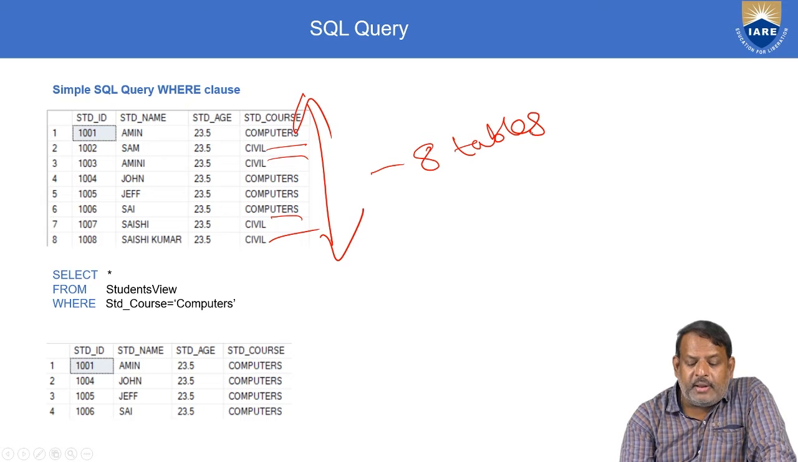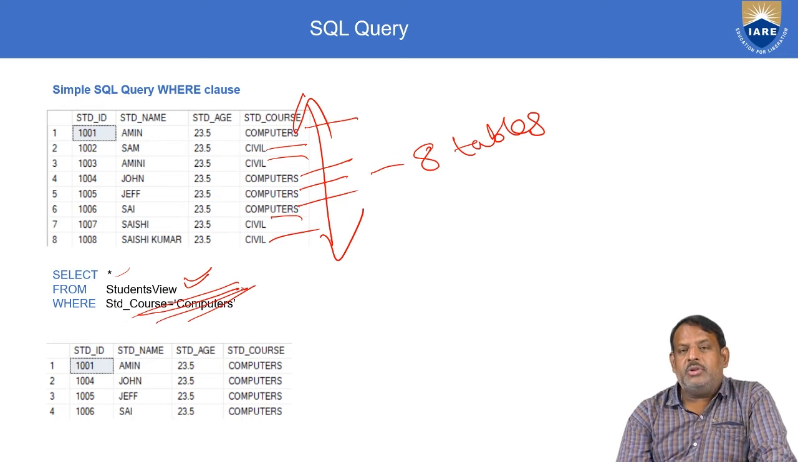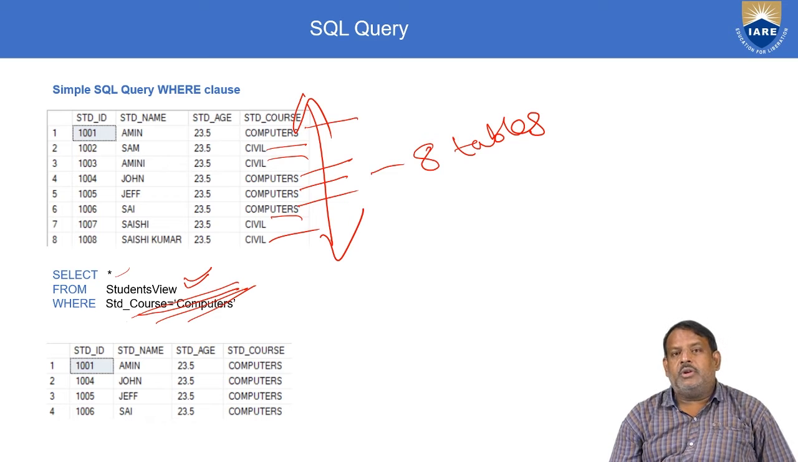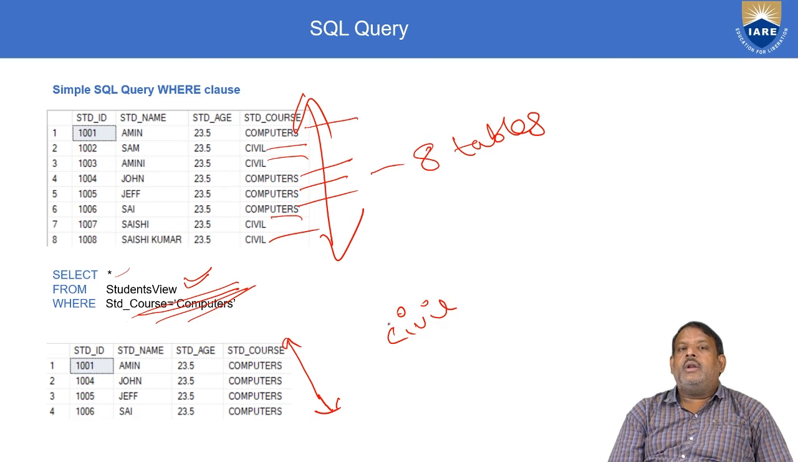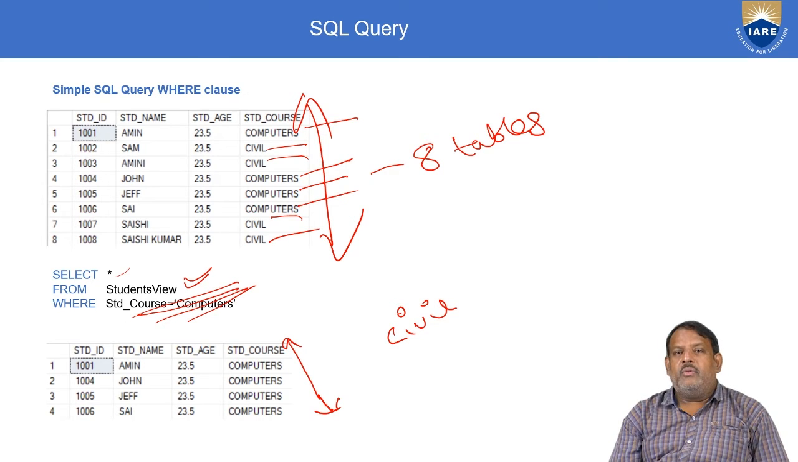But now, I want to see only the computer science data. So 1, 2, 3, 4. I'll say select star, meaning all the columns. From where I want to see data? From the student view table, where course is equal to computers. I'll see only data belonging to this course. I am not seeing data belonging to civil nor other branches. I'm seeing only 4 records belonging to computer science.